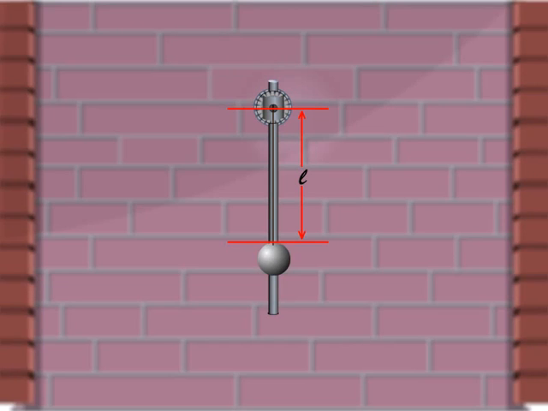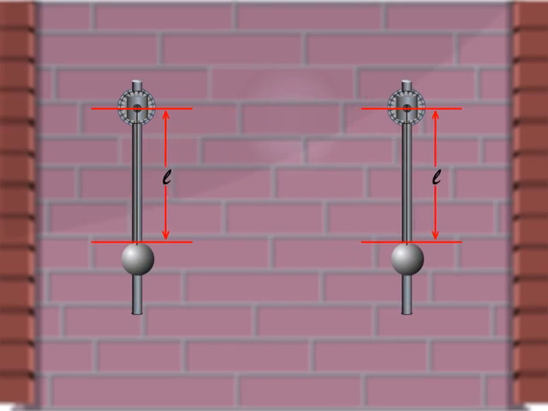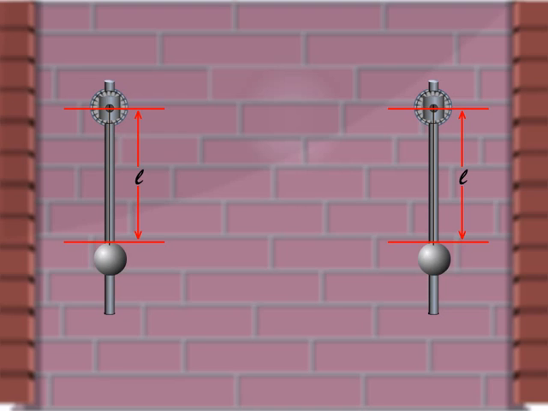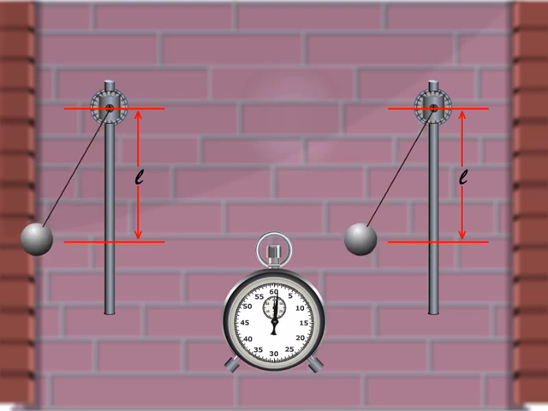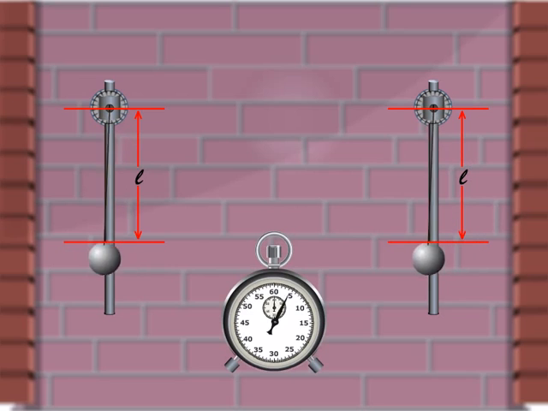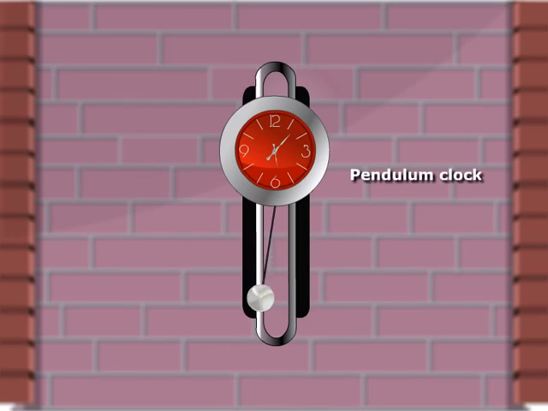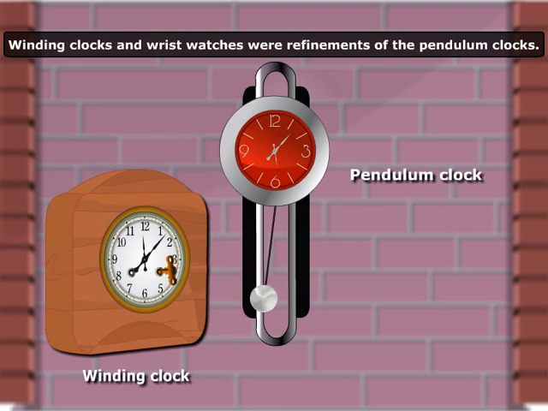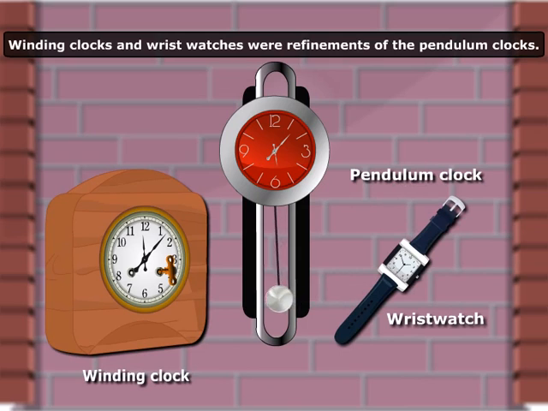Did you know that a pendulum of a given length always takes the same time to complete one oscillation? For example, two pendulums of the same length, L, take the same time to complete one oscillation. This observation led to the development of pendulum clocks. Winding clocks and wristwatches were the refinements of the pendulum clocks.